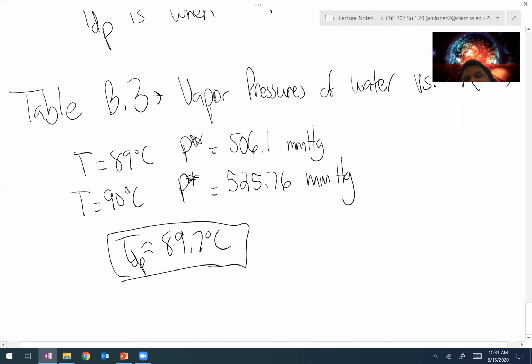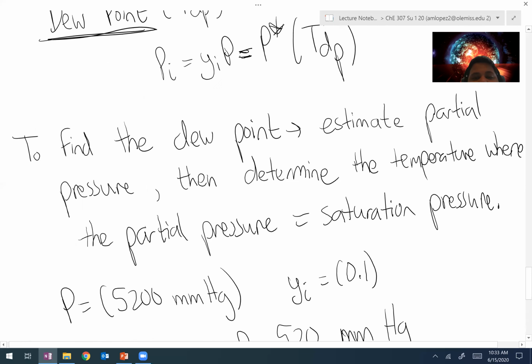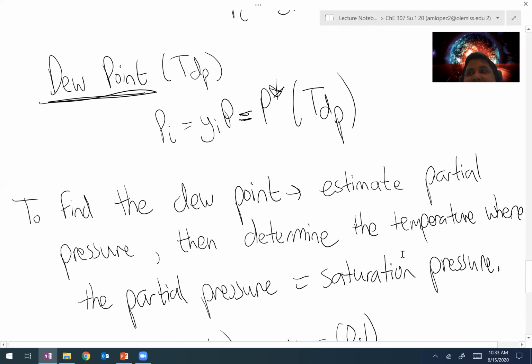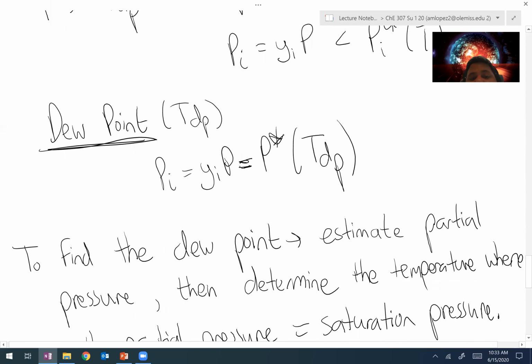And if we're looking at something other than water, you're more than likely going to have to look up either a table similar to what's shown in the back in table B3, or find some equation approximation that gives you an idea of those vapor pressures versus temperatures. Are there any questions on finding that dew point?